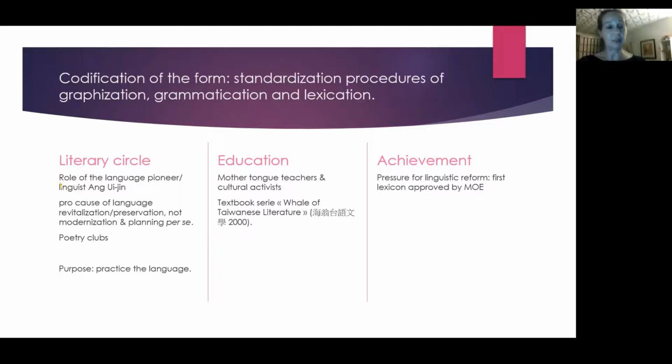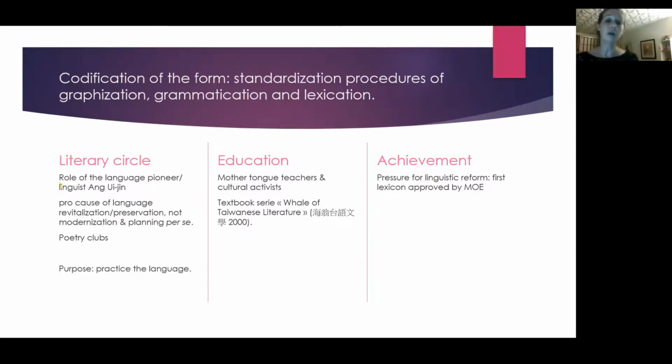I divided this slide into 3 parts. Some people play a bigger role than others, and a fairly important role in helping with the codification, towards working towards dictionaries, bringing people from the literary circle together, meeting on a regular basis, writing, like poetry clubs, writing short stories in the language. All this helps in practicing, but there is a difference. The purpose for them is to practice the language, not really to modernize the language. And that's the next step to which we come.